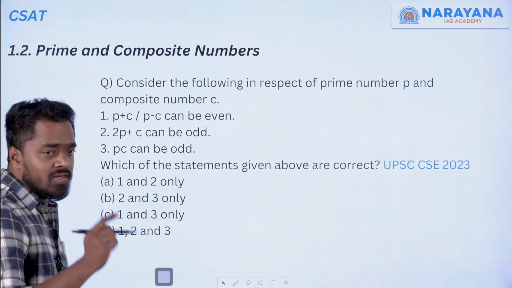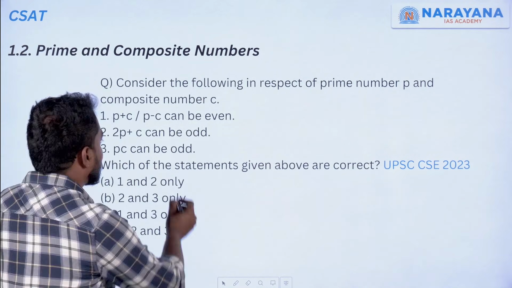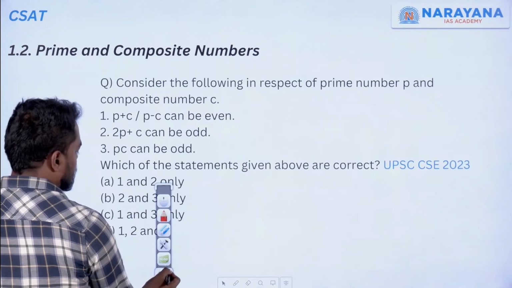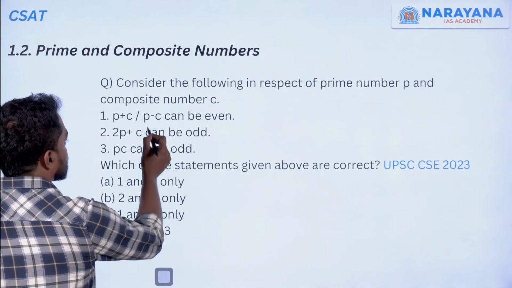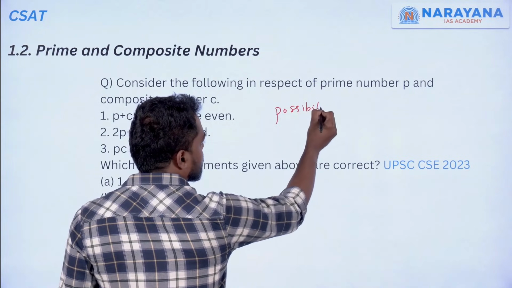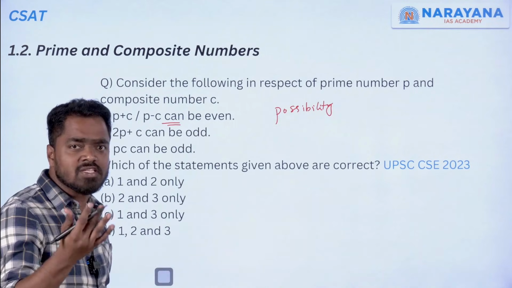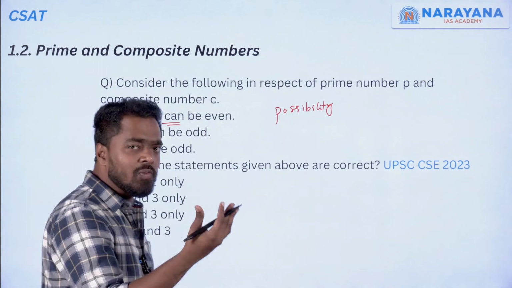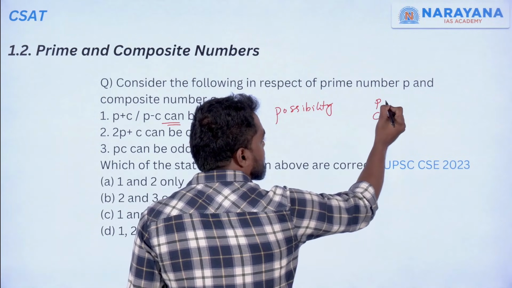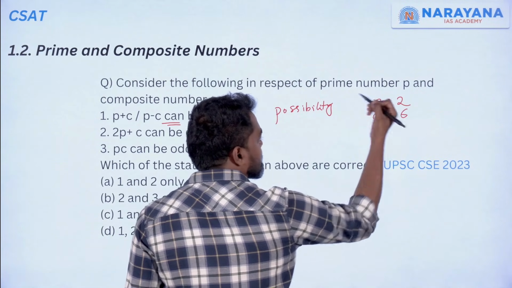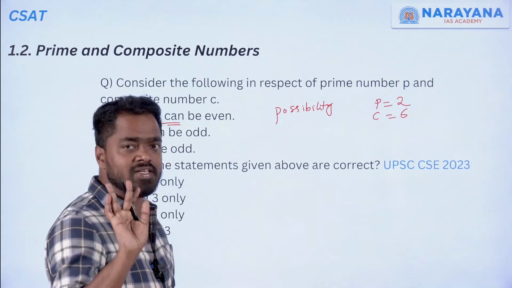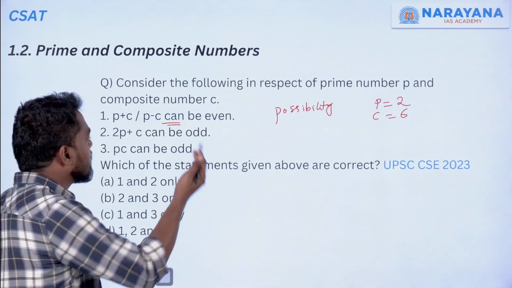Okay. I will tell you one simple shortcut. Whenever there is a word like "can", that indicates possibility. So whenever there are possibility kind of questions, always go with the example based approach. For example, they have mentioned one prime number P and one composite number. Take 2 and 6. P is the prime number, for example 2, and C is the composite number, for example 6. Try to substitute those examples in this one.